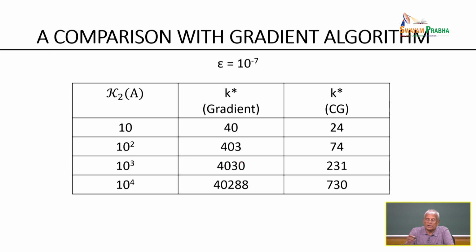So, I am now going to make a comparison. Epsilon is 10 to the power of minus 7. For the gradient method, kappa of 10 to the power of 4 requires 40,000 iterations. Here it only requires 730. So, this comparison tells you the conjugate gradient method beats the gradient method hands down.